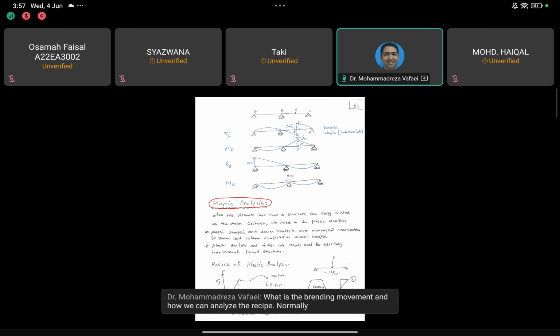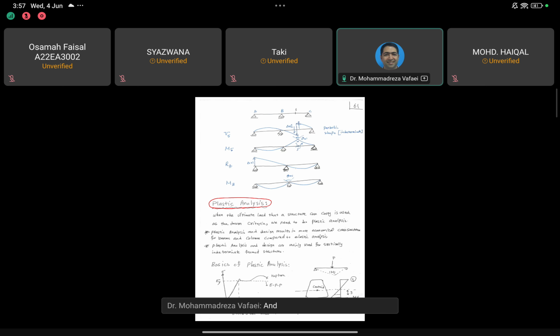Normally, plastic analysis results in a smaller size for our beams and columns, and it's more economical. But there should be some concern about the safety of our structure, similar to what we do for elastic analysis. So we need to take care of the bending moment and make sure that our structure, if it wants to fail, has a safety factor.